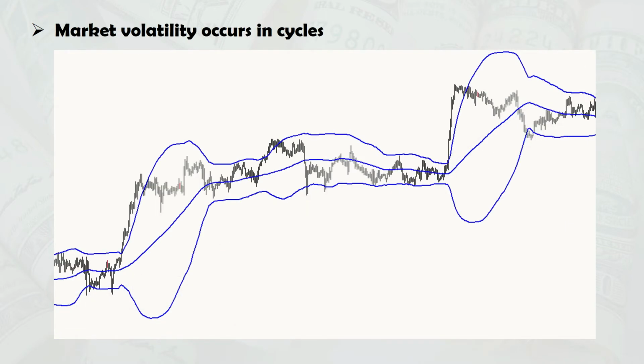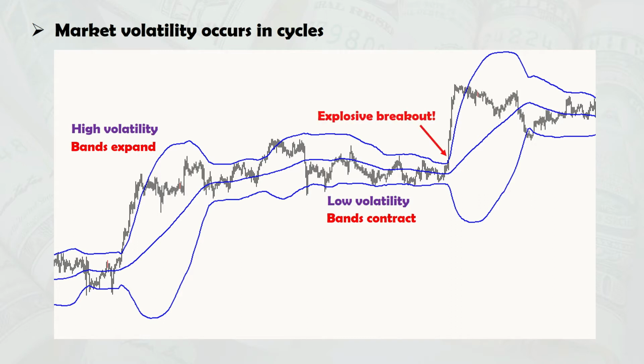When zooming out, it becomes evident that market volatility is often cyclical in nature. Volatility is high when the market trends, and subsequently falls when prices consolidate. The Bollinger Bands therefore alternate between periods of expansion and contraction. Notice that explosive breakouts are often preceded by contractions.